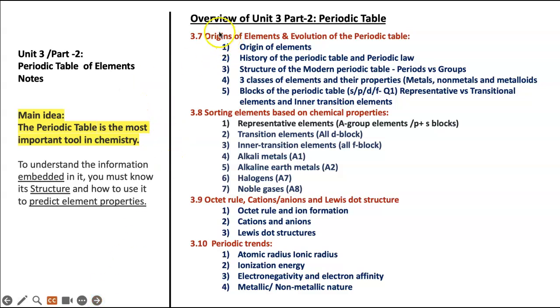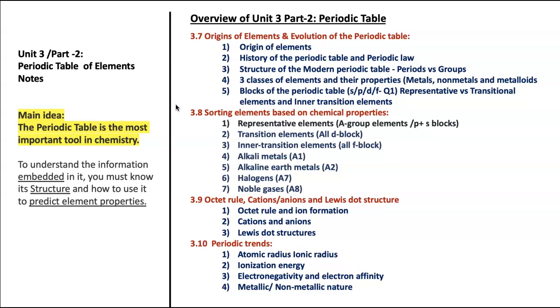So we have four lessons in this section. Today we are going to cover the origin of elements, history of the periodic table, the early versions of the periodic table and the current one, and something called periodic law. Then we are going to discuss the structure of the modern periodic table. You're already aware of it. We have groups and periods.